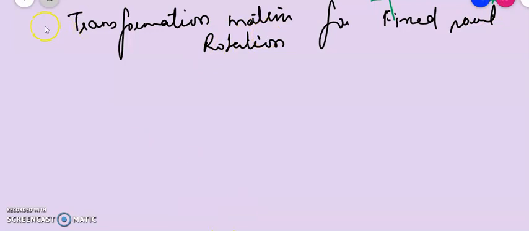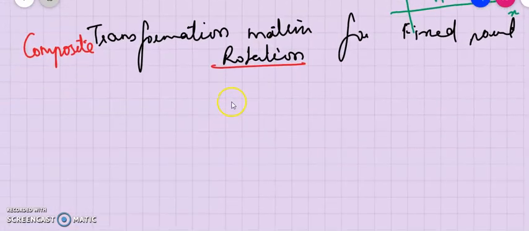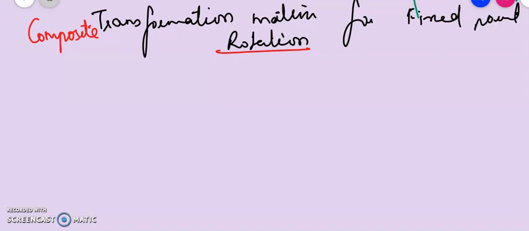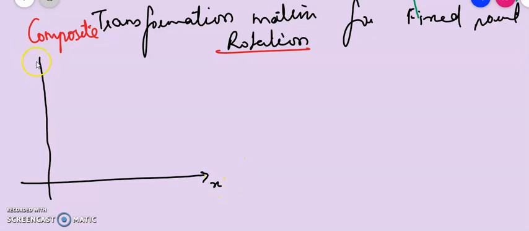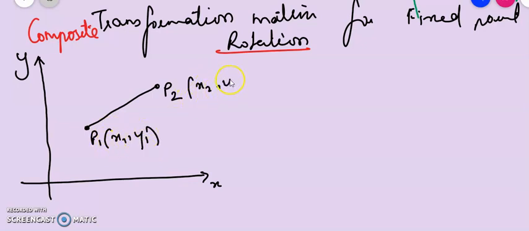Okay, now if I want to call it very precise, I will call it the composite transformation matrix. So what is the composite transformation matrix for fixed point rotation? We consider a line on which we are going to perform our composite transformation. A sample is shown here, X, Y. This is my original line, P1 and P2. The coordinates X1, Y1 and X2, Y2 will be given to you.